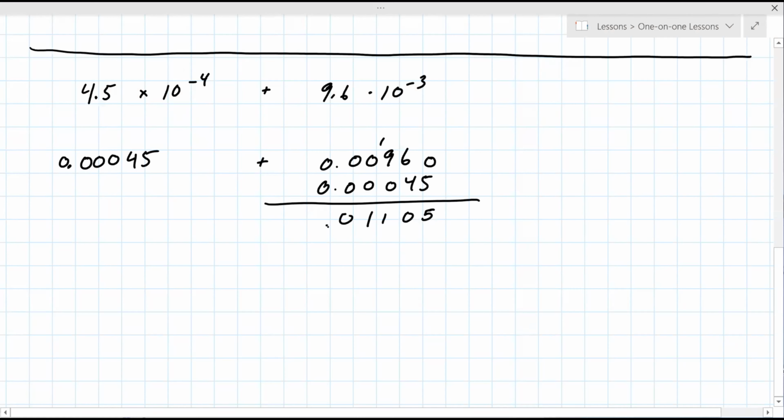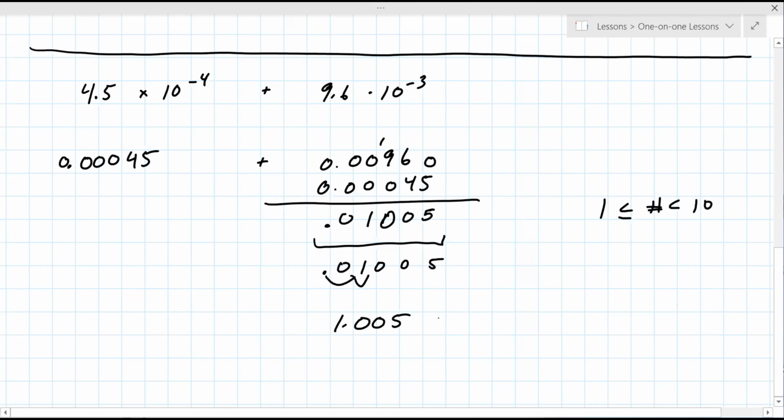So this becomes, what is this number in standard form? 0.01005. Okay, so this number right here, we're moving the decimal place until we get a number between 1 and 10. So if I move it once, I still don't have it. But if I move it twice, I have 1.005 times 10 to the minus 2.